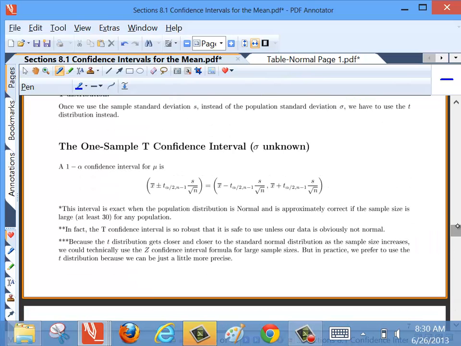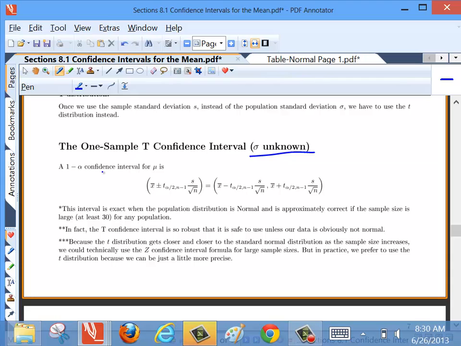So here's our formula for a one sample t confidence interval. And you use a t interval if you don't know your population standard deviation. That's always the difference in this class. Anytime you ask me, when do I use a z-test, when do I use a t-test? It always comes down to this situation. Do you know the population standard deviation or not?